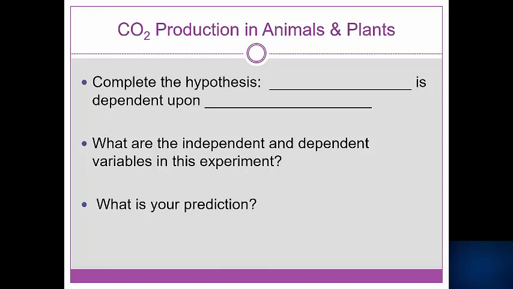Here we are going to determine what our independent and dependent variables are. The dependent variable is dependent upon the independent variable. The dependent variable is also what we are measuring. So what are we measuring here? Right, the production of carbon dioxide. So what is the carbon dioxide dependent upon? Also right, the organism that is respiring. So what is your prediction? Which will respire more, plants or animals?